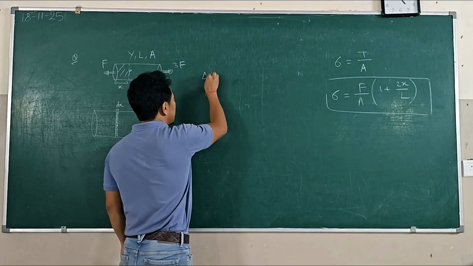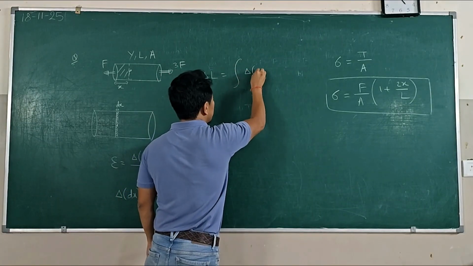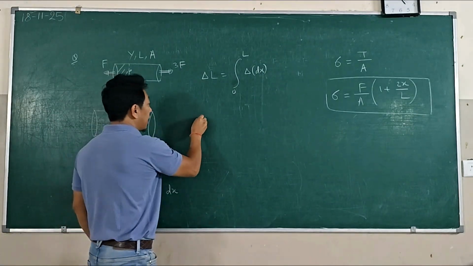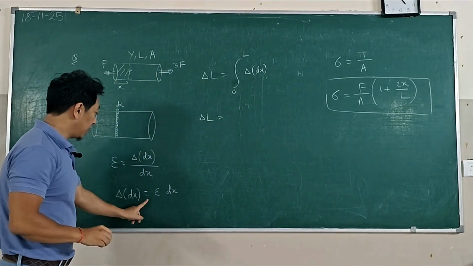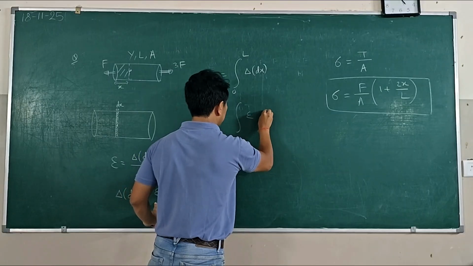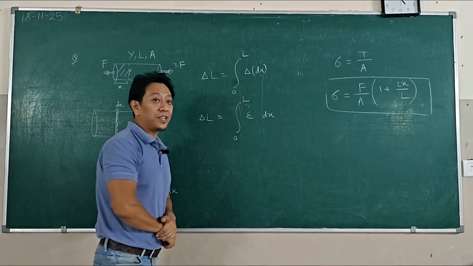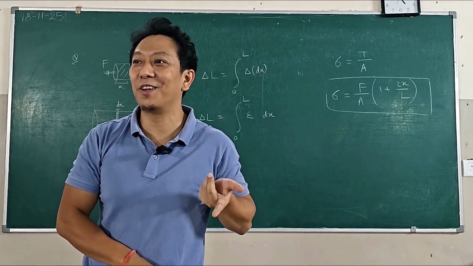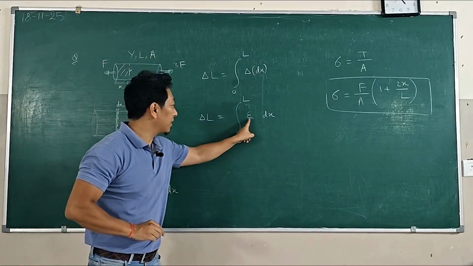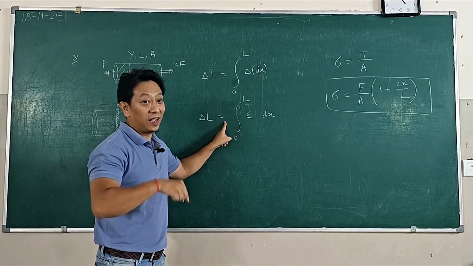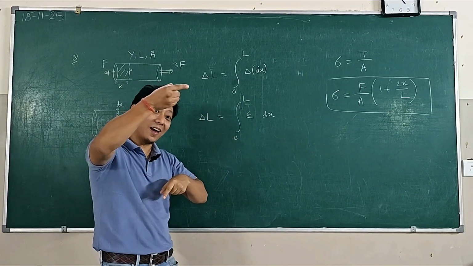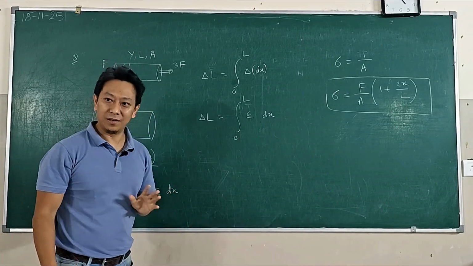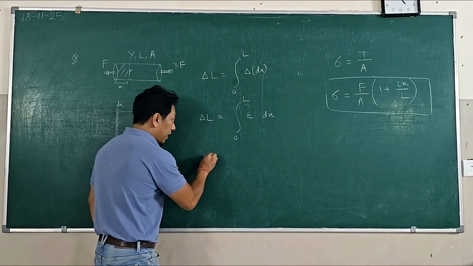Then to find the total change in length, what will you do? Integrate the changes in dx from 0 to L. That means we have to write what? What is the change in dx? Strain into dx. By the way, students, did you notice something interesting? If strain was constant everywhere, which will happen if stress was constant everywhere, like in previous questions, then strain will come out. What will you get? L. Then what will be strain? Delta L by L. But that is not always true. Understood?